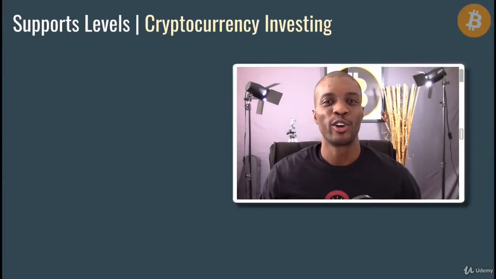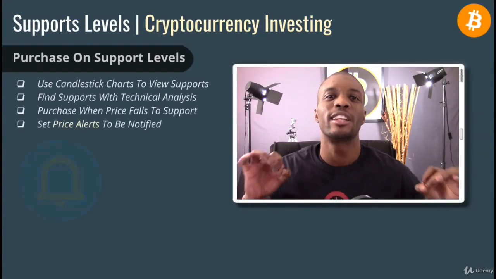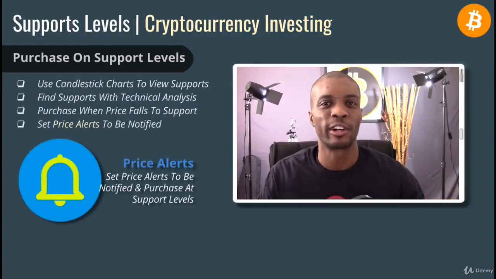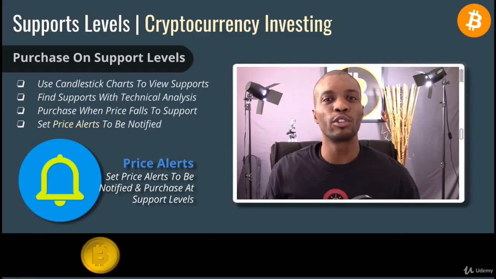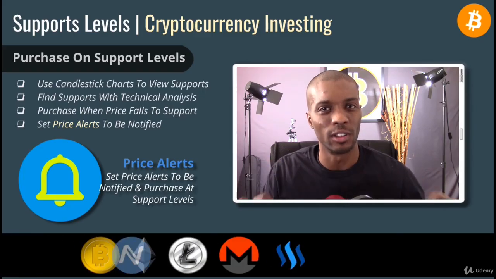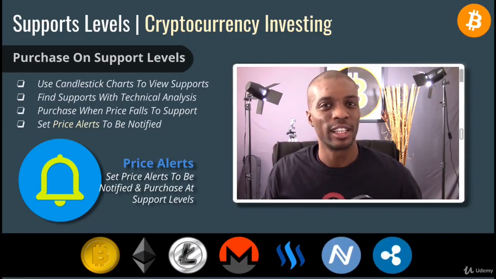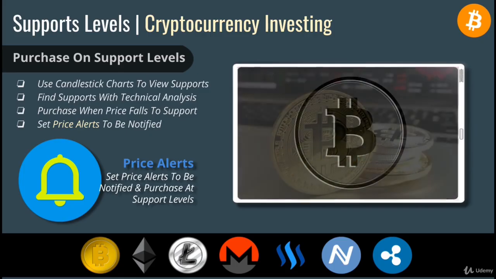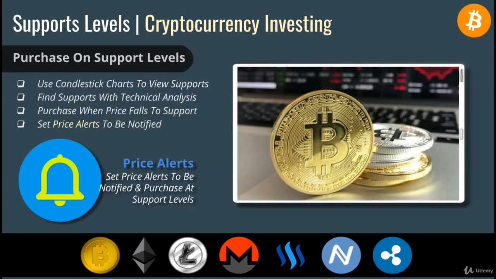In this lecture, we will go over the investing strategy of finding support levels in order to add more cryptocurrency to your portfolio. Support levels are certain price levels that provide support to the price of a cryptocurrency as it falls. After a support level is reached, typically the trend reverses and the price continues to climb higher. This means that the price is more likely to bounce off certain levels rather than fall through them.